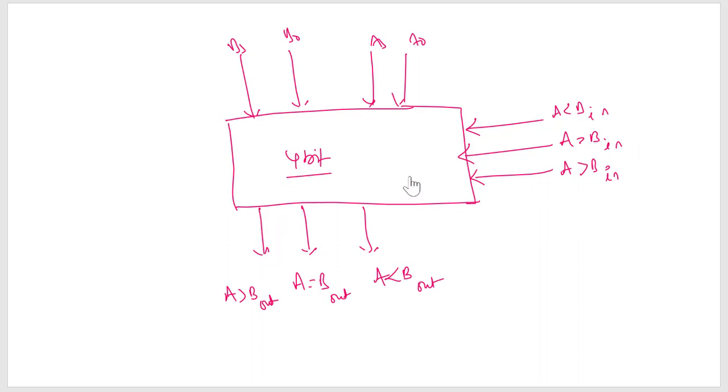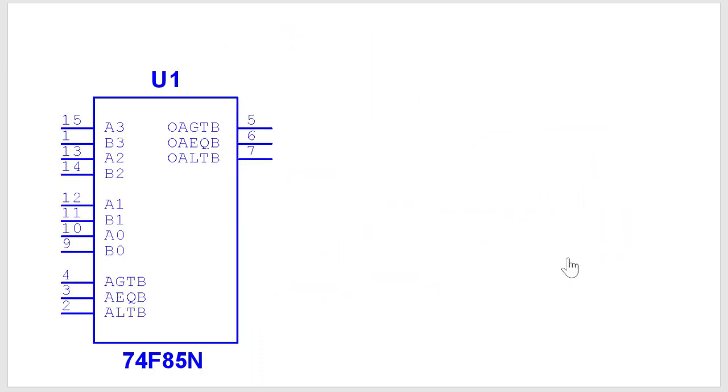So the same thing will be implemented in IC7485. I'll show the pin diagram of IC7485 in a moment. If you look at the original IC7485, you can see 4 input bits, A3 to A0 and B3 to B0, where A3, B3, A2, B2, A1, B1, A0, B0 will be compared and produce the output at pins 5, 6, 7. First one is A greater than B, A equals to B, and A less than B.